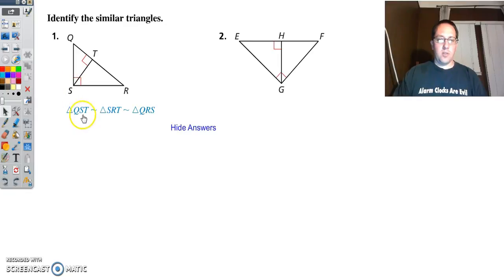S corresponds, S is not the right angle, not this one. Angle S in the little triangle corresponds with angle R in the middle triangle, which corresponds to angle R in the large triangle. And then we have angle T, which is the right angle. So we have angle T to angle T over here to angle S in the large triangle. All right. And here it is for triangle 2.